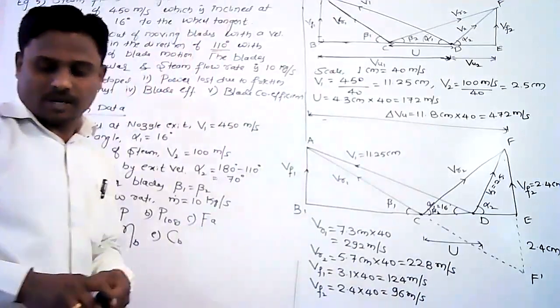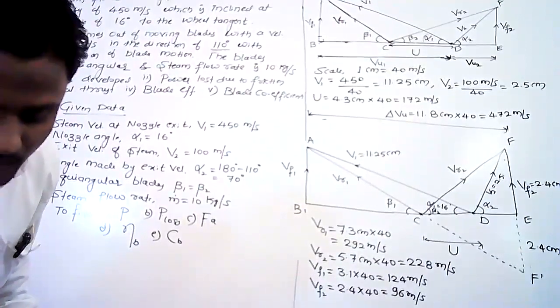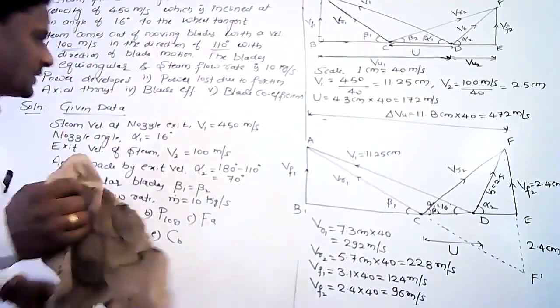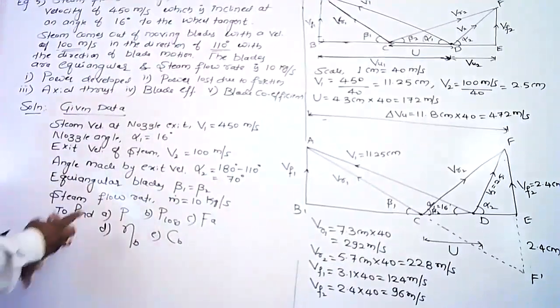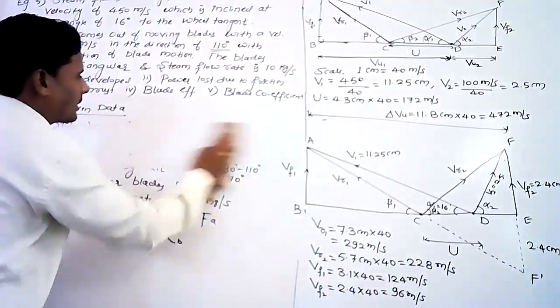Fine. Now let us try to calculate all the unknowns here. The first unknown is power P. So let us rub this.